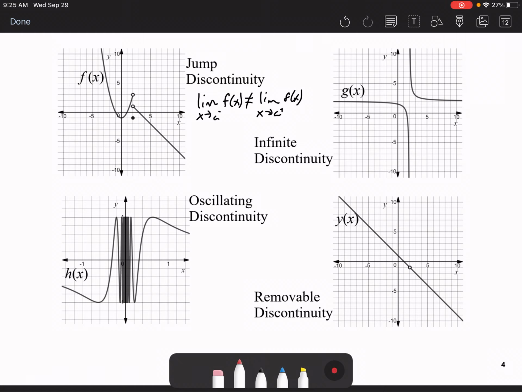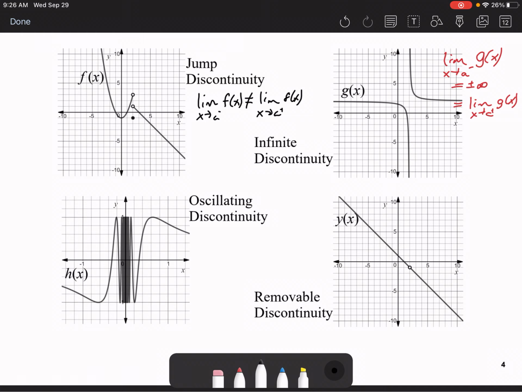The top right function is an example of an infinite discontinuity. This occurs when your limit as x approaches a from the left for your function g of x is equal to plus or minus infinity, which is also equal to the limit as x approaches a from the right. So in other words, it's approaching a very large value.